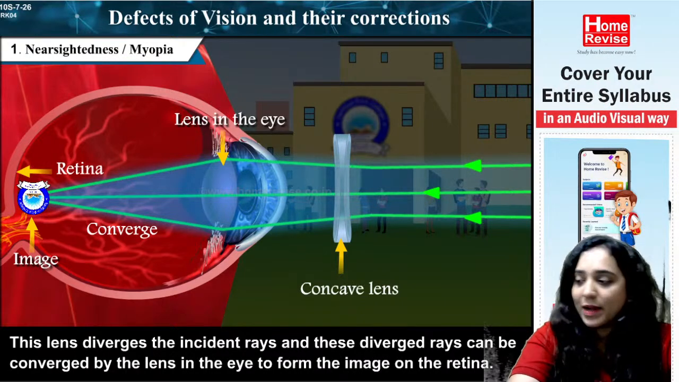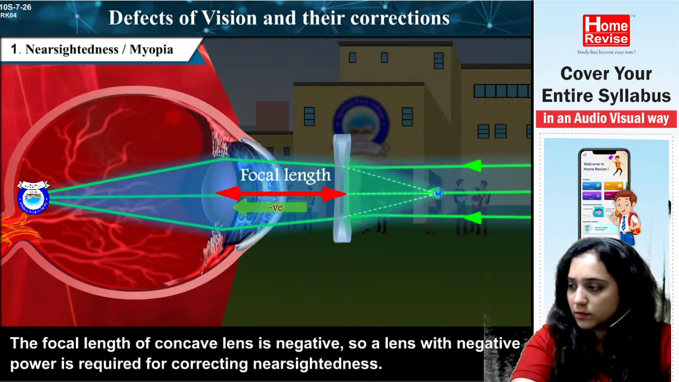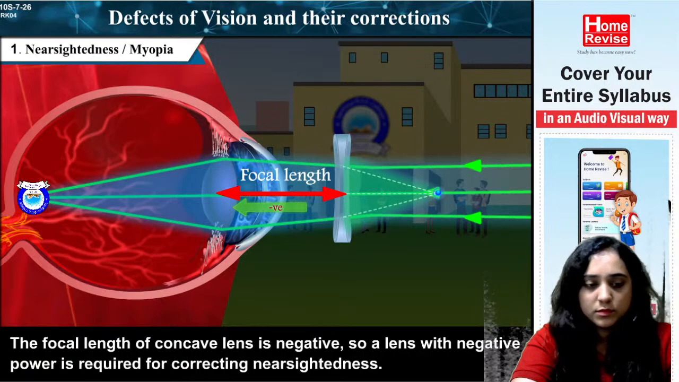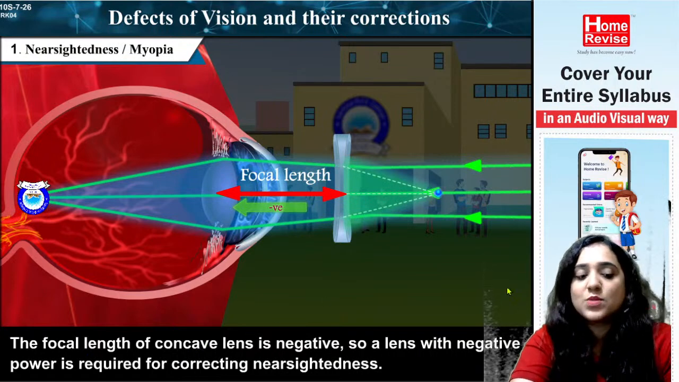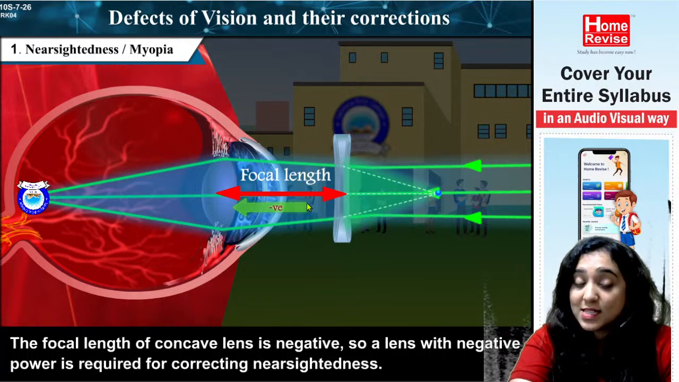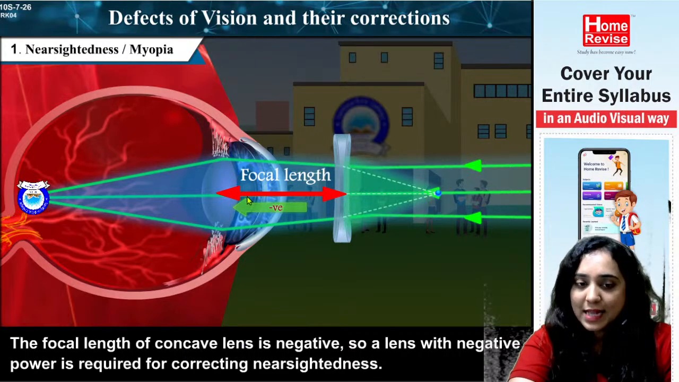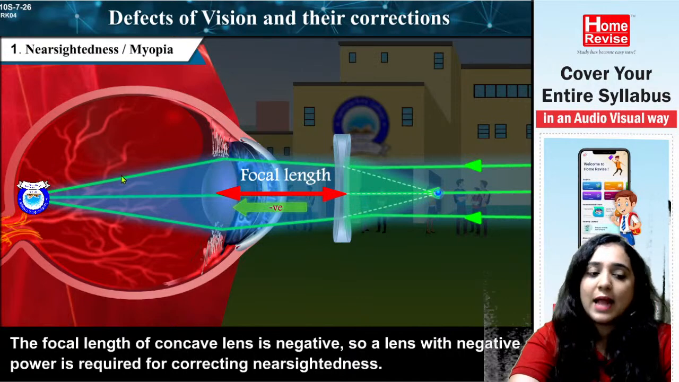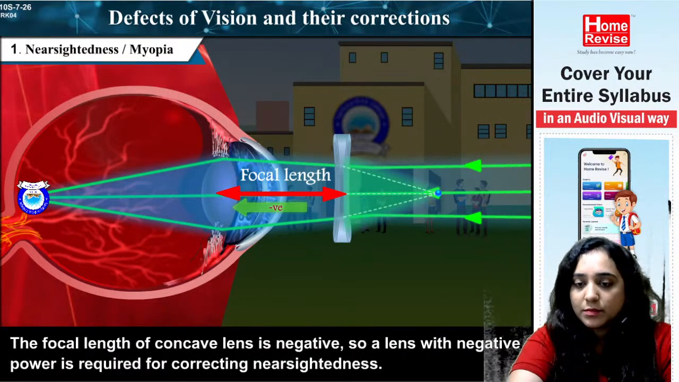Understood? Yes, please pay attention. The focal length of a concave lens is negative, so a lens with negative power is required for correcting nearsightedness. Okay. So which lens is used for correcting nearsightedness or myopia? You are using concave lenses. So the concave lens has negative focal length, and hence the problem can be solved. Now let's understand the next thing.